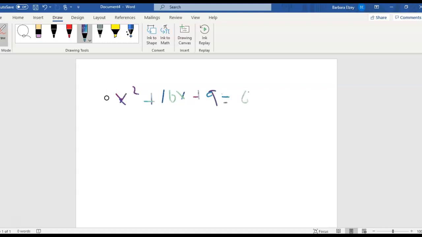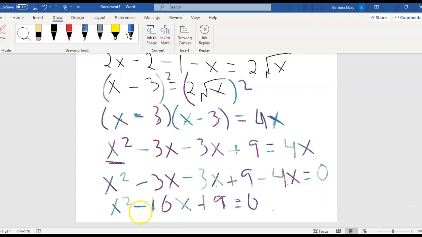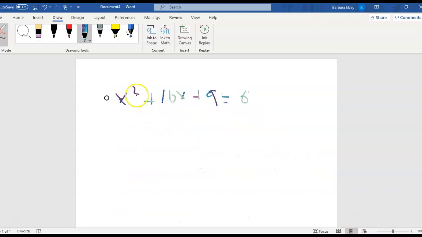Well, there we go. Now, I think that was right. Let me just double check that I wrote the right thing. Oh, it's minus 10x plus 9. Okay, let's go back then, and just erase here. And that does make a difference.